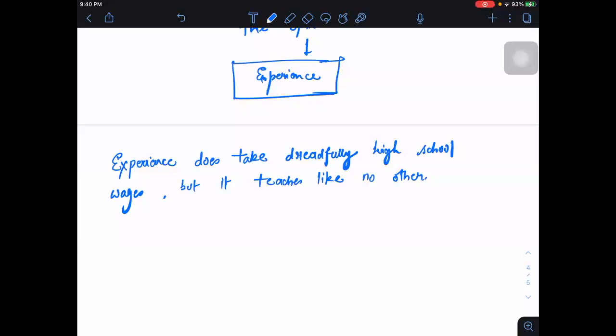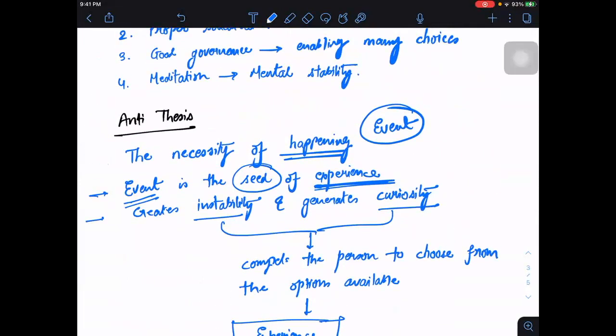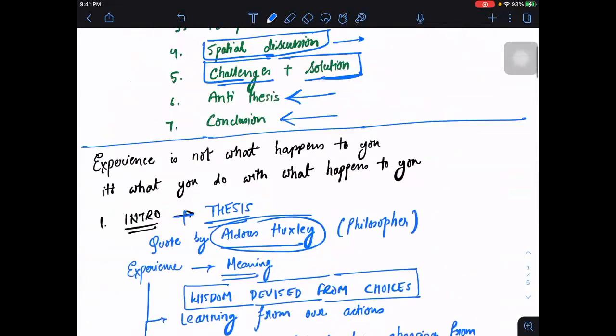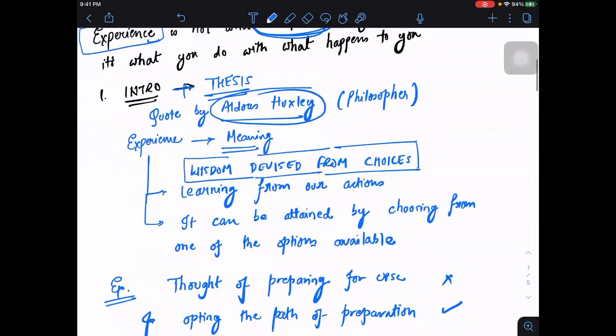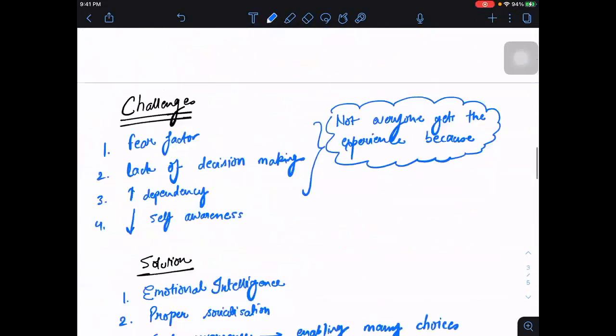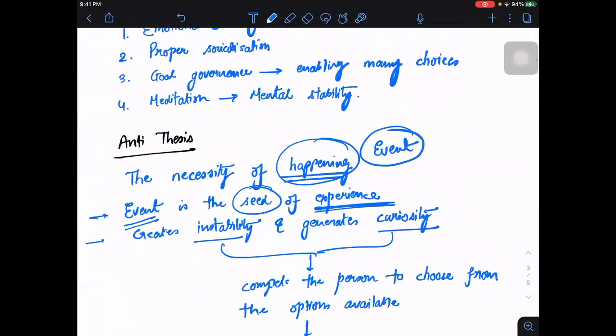Like in this essay, in the initial discussion, we were avoiding the happening, right? What does the topic say? Experience is not what happens to you. So this topic puts emphasis upon the experience and not upon the happening. But towards antithesis, we are giving some importance to the event as well, to the happening as well. So how is this different from the way forward? I think it is the same, right?